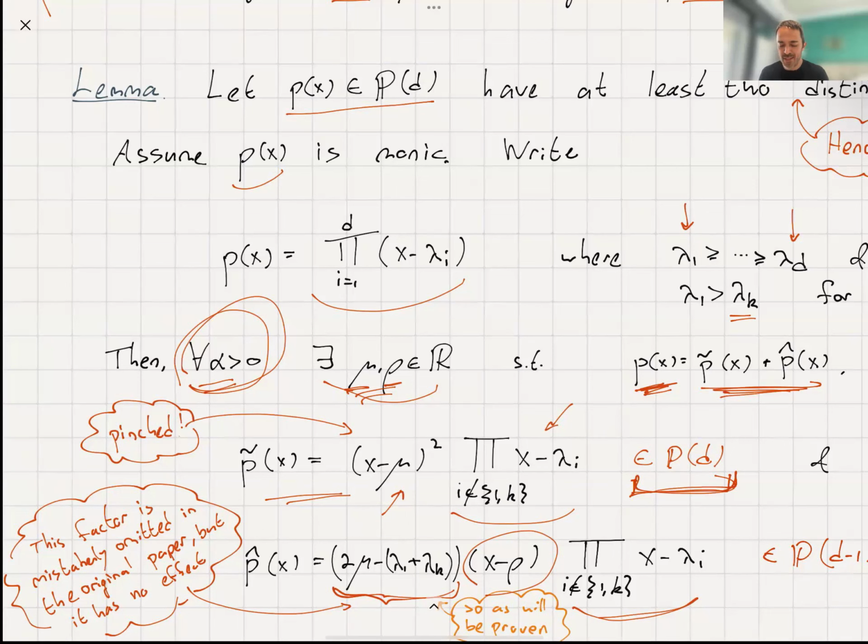And actually, that doesn't appear in the original paper. There is a little typo in the original paper, which forgot to say that. But whatever, it's there. One thing that we should say is that this is indeed positive, right? Because if it's negative, technically this polynomial is not in P_{d-1}, because P_{d-1} has positive leading coefficients. So this is indeed positive, we will see that. Namely, we will see that 2 mu minus lambda 1 plus lambda k is larger than 0.